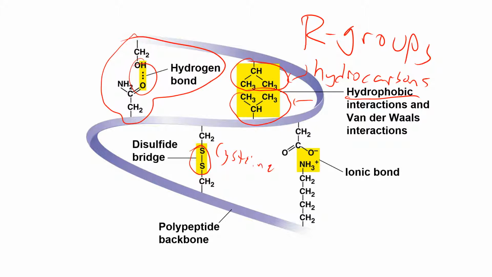And then you can also have your acidic and your basic amino acids. Remember, these have full charges, so they interact through ionic bonding. So this is what holds your protein together in this three-dimensional shape.